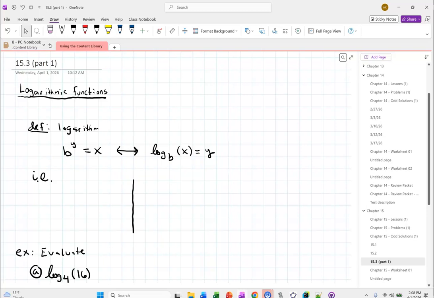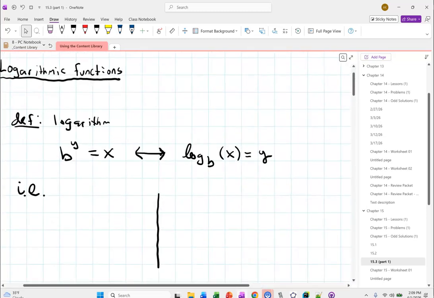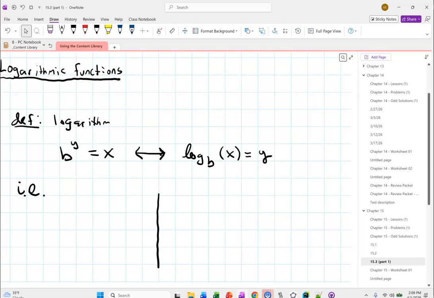So I'm going to start with the definition of a logarithm. If we have some exponential equation, b to the y is equal to x, that is equivalent to the logarithmic equation, log base b of x is equal to y. So what is this logarithm? It's the exponent that satisfies an exponential equation.